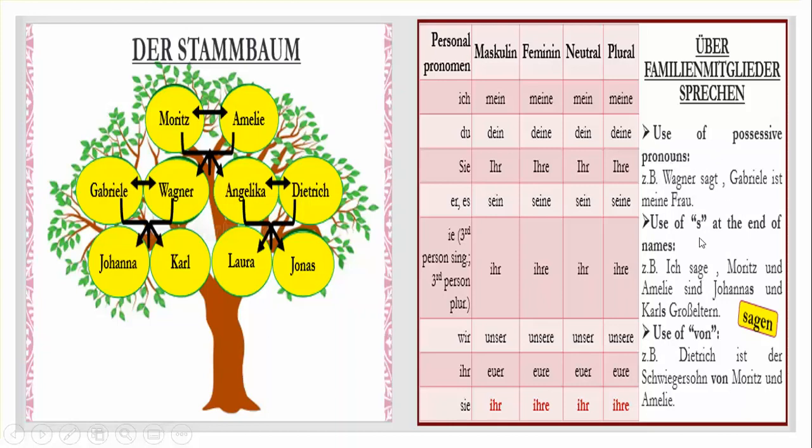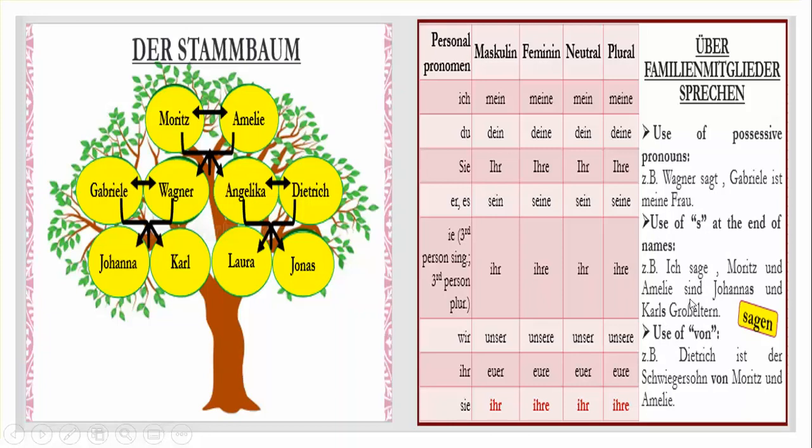Then instead of using possessive pronouns, we can also talk about a person's family relations by referring to that person's name ending with the S alphabet. So what do I mean by this? Let's have a look at an example. Ich sage, Moritz und Amelie sind Johannas und Karls Großeltern.